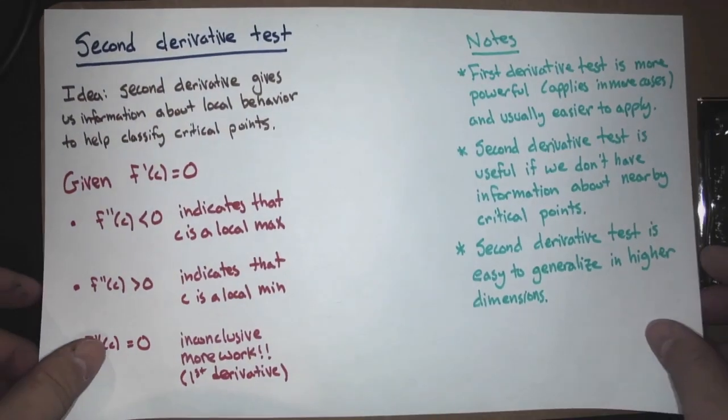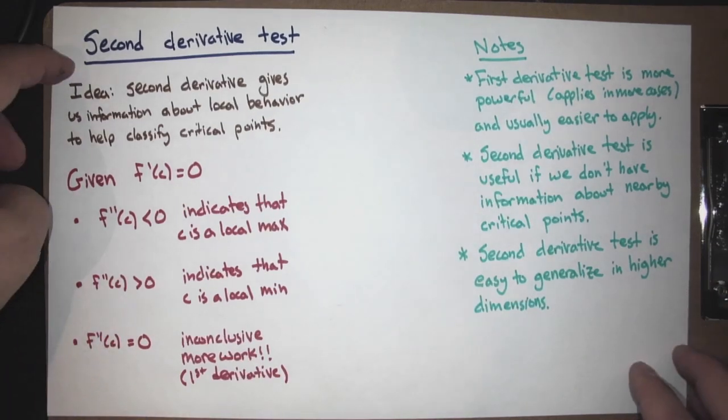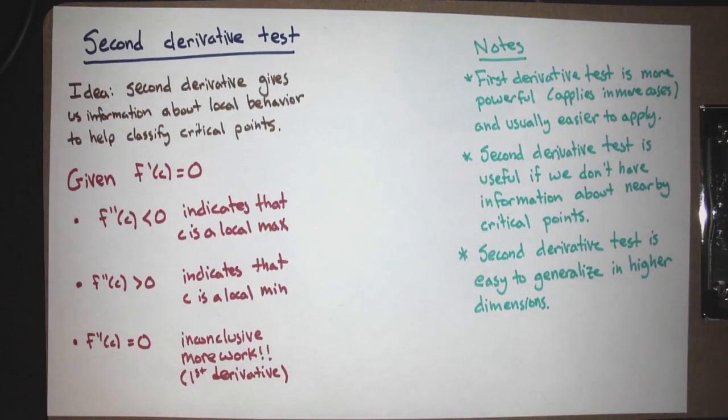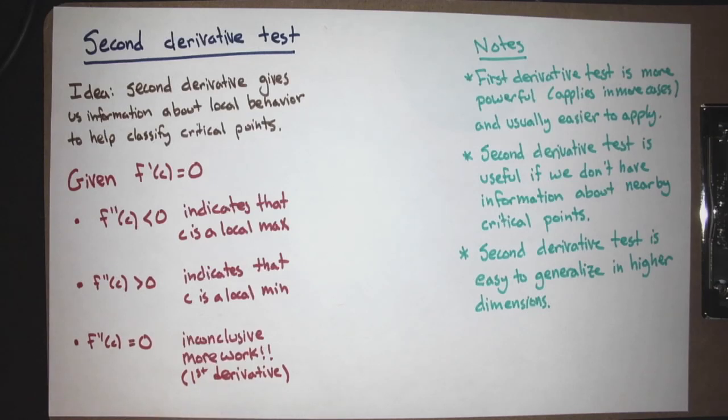Now, what can we do with the second derivative? We talked about concavity. We can also do what's called the second derivative test. So, what was the first derivative test? The first derivative test was to say, suppose I have a critical point. What kind of critical point is it? Second derivative test is the same thing. Suppose I have a critical point. What kind of critical point is it?